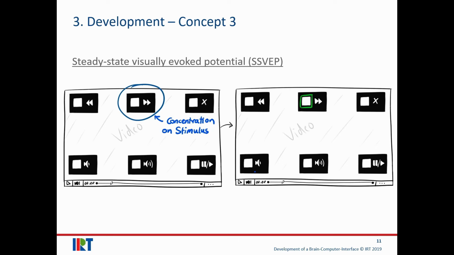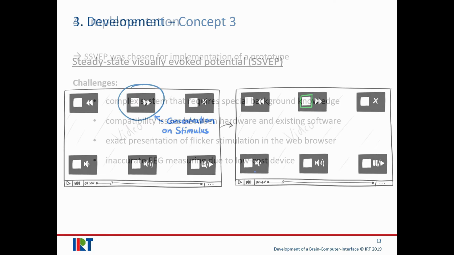Just like the second concept, this also needs one internally trained command to toggle the user interface that brings up the visual stimuli. We evaluated these concepts and chose this third concept for a prototype implementation because it seemed to be much faster and a bit more precise than the other ones.